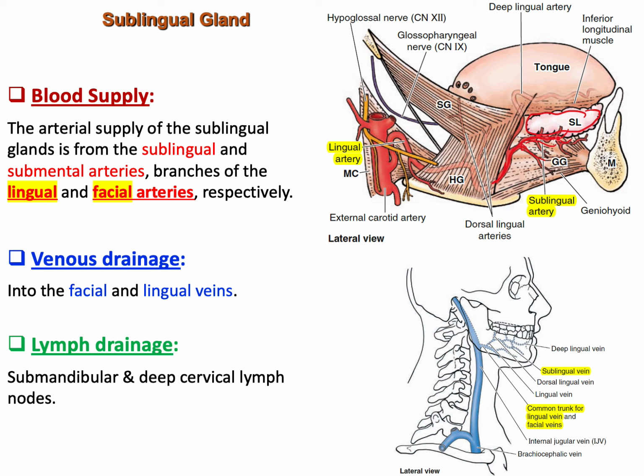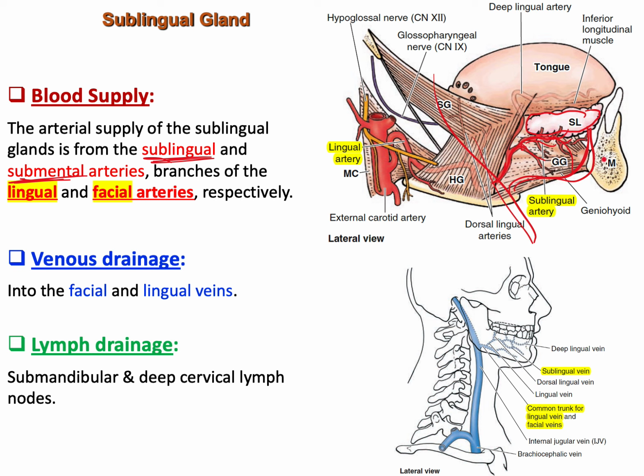Also, it takes its supply from an artery known as the submental artery, which is a branch of the facial artery, right? So we have sublingual and submental arteries, those supply the sublingual gland.